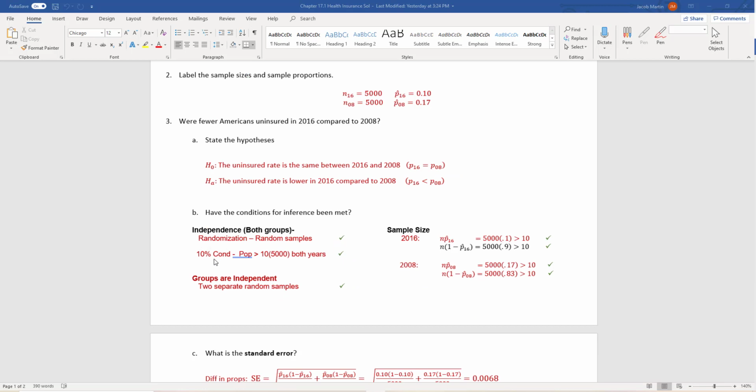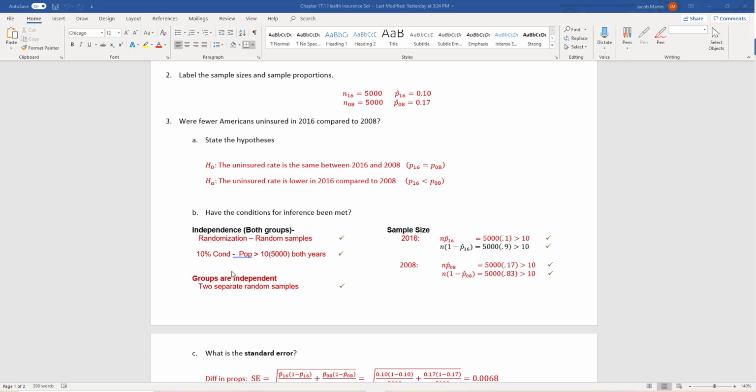And since there are a finite number of people in the United States, we want to make sure our sample size isn't too large. And we'll check our 10% condition. We just want to make sure our population is more than 10 times our sample size. So they took a sample of 5,000 people, multiply that by 10, you get 50,000. There are more than 50,000 people in the United States, both in 2008 and in 2016. You have to check that for both years. So we meet our 10% condition, and we can check that one off.